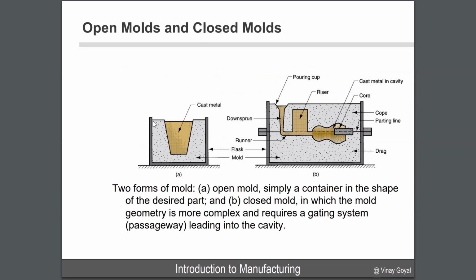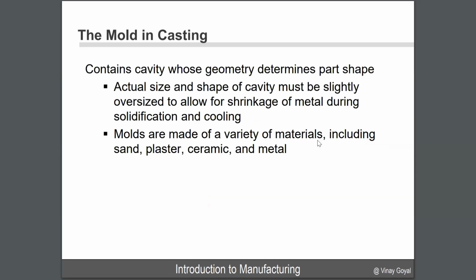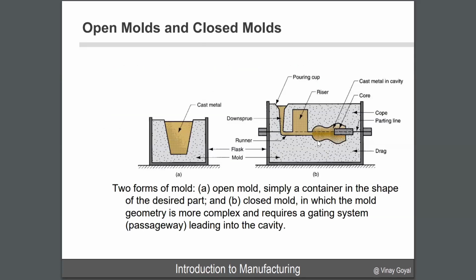It's a simpler container in the shape of the desired shape. On the right side, you can see that here's your cast metal in the cavity. And in this case, it's a closed mold. And in this case, you can actually create complex parts. And it does require a gating system leading into the cavity. We call that the passageway. So the molding casting is one where you can have a cavity whose geometry determines the part shape. And I discussed that. And you can see here the shape for each of them.